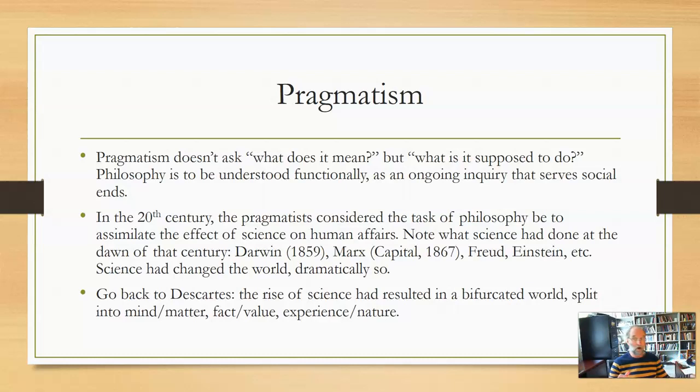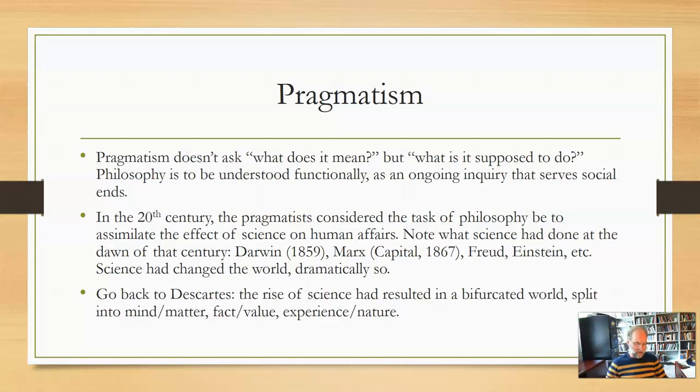You have Darwin, right? Darwin in 1859 published The Origin of Species. That changed the world, literally. That changed our world. Okay? Marx wrote Capital in 1867, which revolutionized and changed the way we look at economics and the way money works. Freud and Einstein, think about their effect on the world. Science had dramatically changed the world and had taken centrality in our understanding of things.